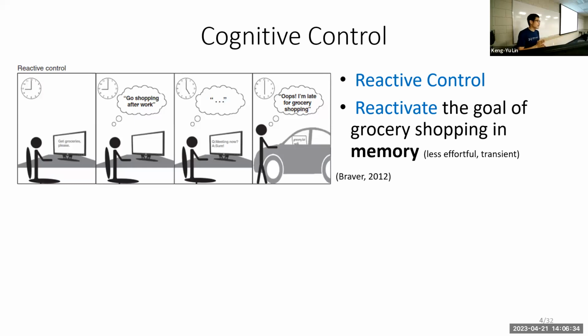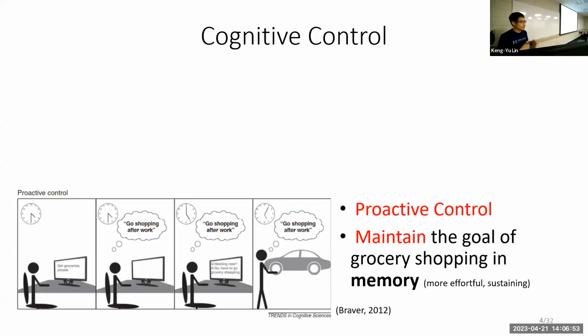So as we can see here, it's less effortful. Reactive control is less effortful because when you get the cue, when you get the information, you put it aside first, and then you probably will forget about it. And the information is transient in terms of duration because you put it aside.